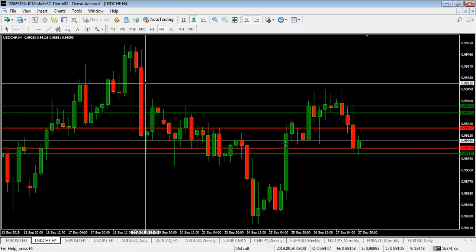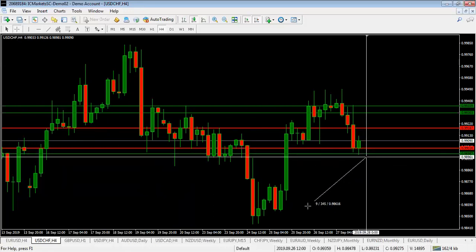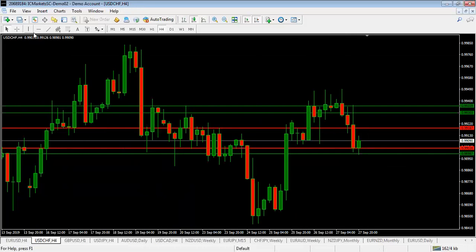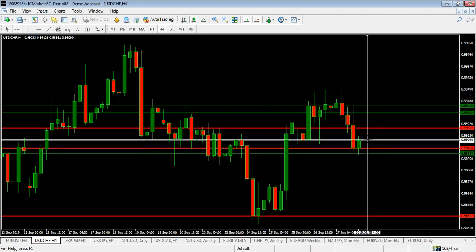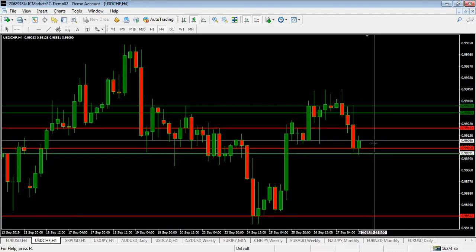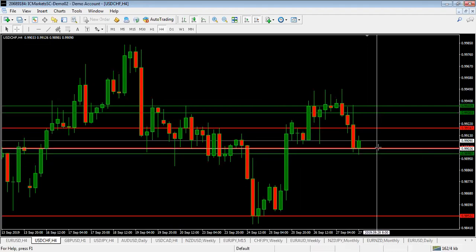My first target, once the market trades below this level, will be the next support, and the next support is at this level. If the market breaks this level, I will set my stop loss some pips above this support level, because this support has become a resistance. So all I need to do is set my stop loss 10 pips above this support turned resistance.